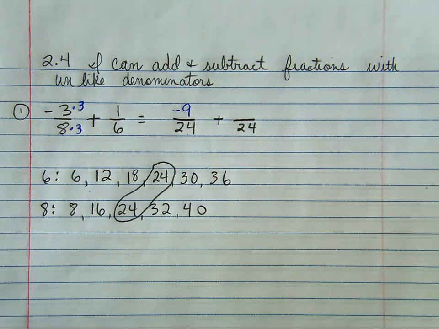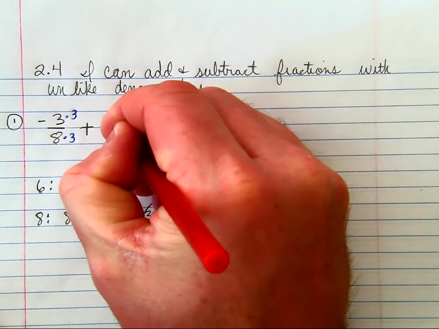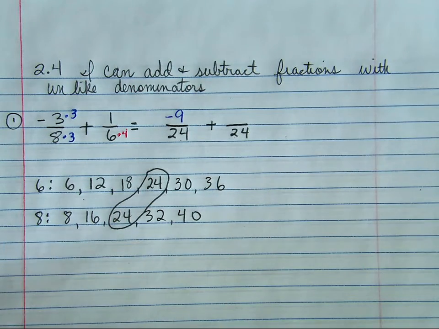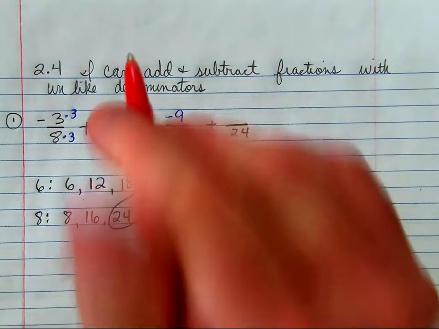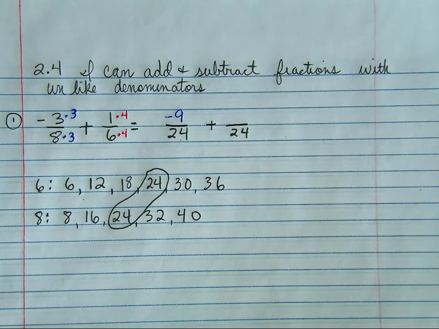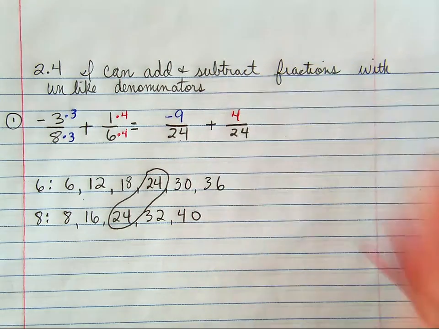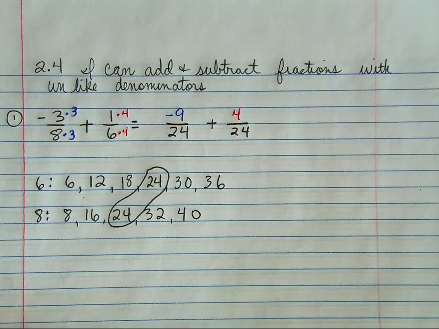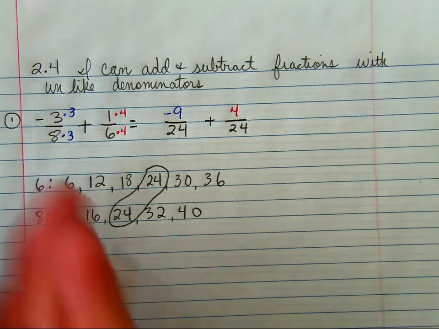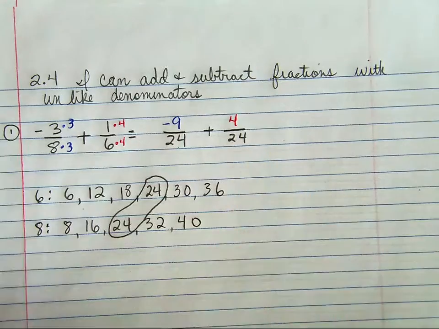Now, what did we multiply the 6 by to get 24? 4. 6 times 4 is 24. Because we multiplied the denominator by 4, we have to multiply the numerator by 4. And 1 times 4 is 4. And now we are right where we were last week. So this is like the extra step.